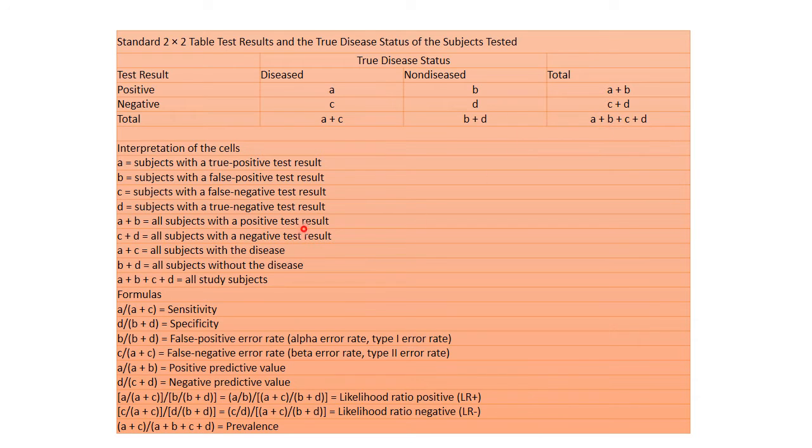Okay, so we're going to go into more detail on these different formulas as we go through and see how we determine our sensitivity, specificity, positive and negative predictive values, likelihood ratios. We're going to talk more about this going forward.